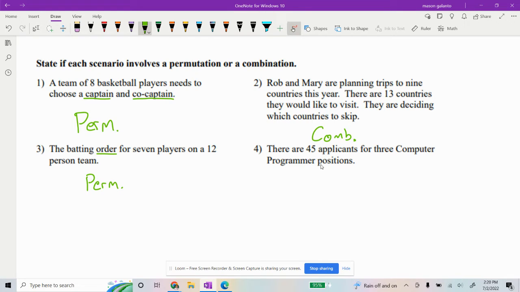Number 4, there are 45 applicants for 3 computer programmer positions. Again, it's just a very general group of people. It's for 3 computer programmers. So because the order does not matter here, this is a combo, or combination.